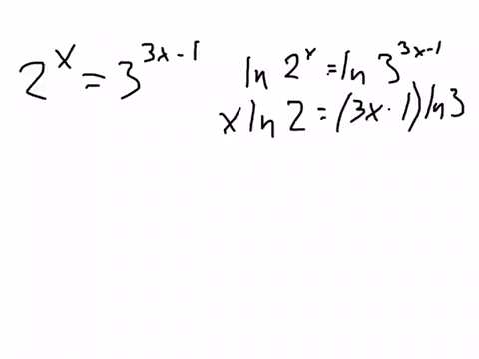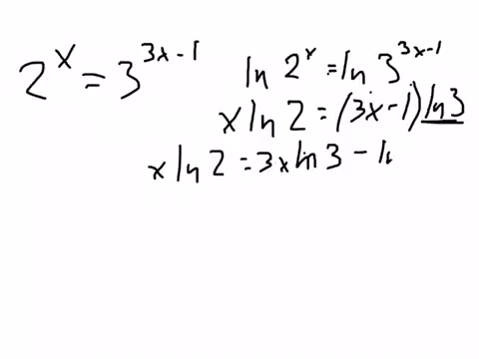ln of 2, we could plug that in the calculator. That's just a number. ln of 3, same idea. That's just a number. So we can take any number and always distribute it through a parentheses. So I'm going to take this ln 3 and distribute it through the 3x and the 1. I'll leave that x ln 2 alone for a second. So I'm going to spread this out: 3x ln 3. And that was supposed to be minus. My minus didn't come through great. Minus ln 3.